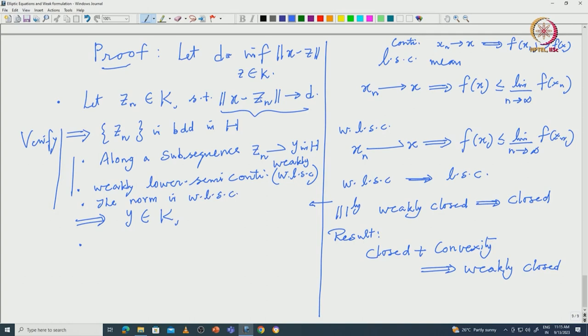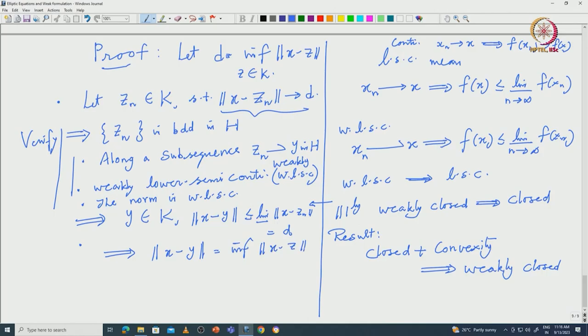This implies y is in k and norm of x minus y is less than or equal to norm of x minus the limit along a subsequence z_n, and that is nothing but your d, and d is in k. So, all this put together immediately gives you norm of x minus y is smaller than t, because y is in k it has to be bigger because it is an infimum. So, these are the things you will prove. This is equal to the infimum norm of x minus z.